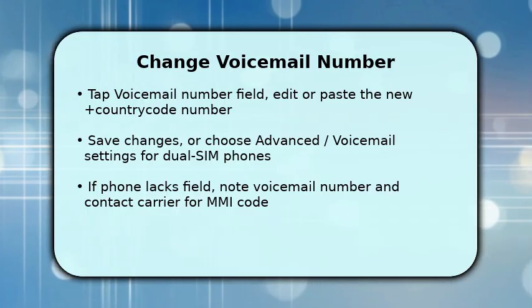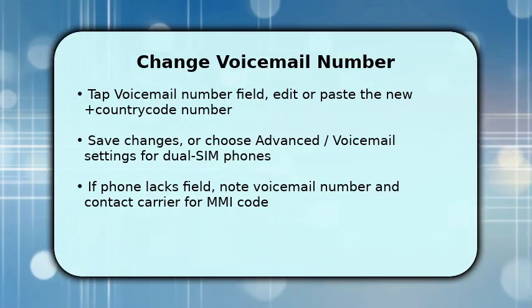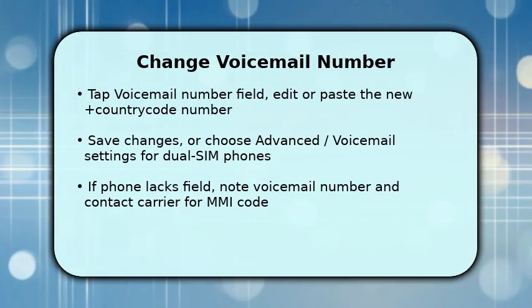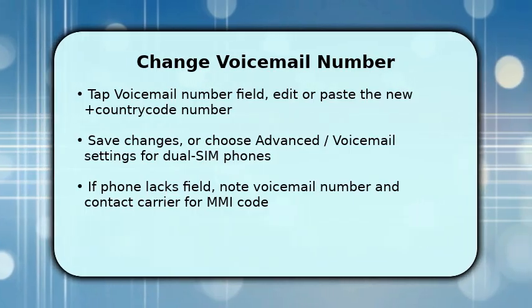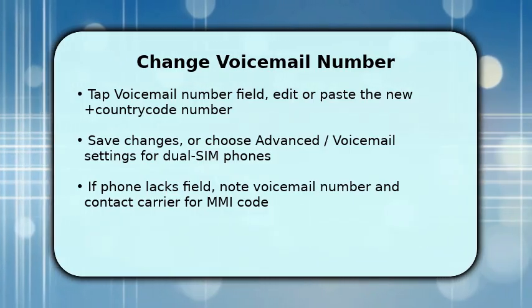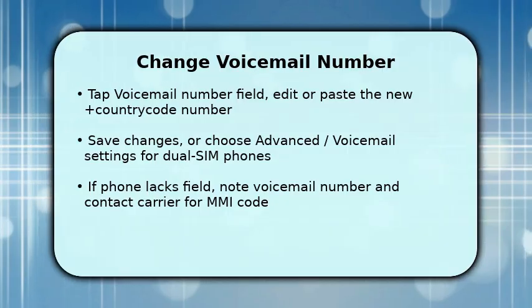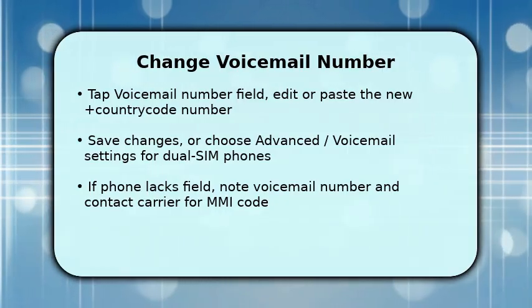If your Vivo build hides the field, record the number and ask your carrier for the specific MMI or activation code. Carriers sometimes require a network-side update. Making the change here ensures missed calls forward to the correct mailbox.